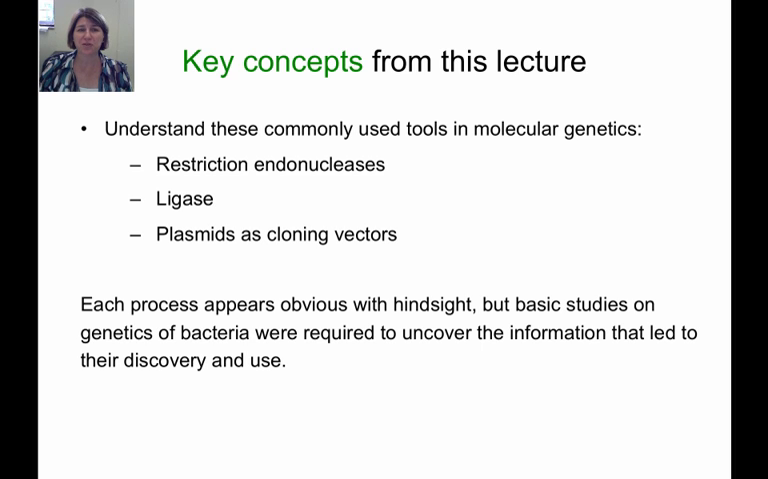Just to review, the key concepts we've covered in this lecture is that we wanted to understand some of the commonly used tools in molecular genetics. We've talked about restriction enzymes, we've talked about ligase, and we've talked about plasmids as cloning vectors. As I described these to you, hopefully they seem quite reasonable and simple and straightforward. However, remember that it was basic studies on the genetics of bacteria and viruses which uncovered the information that we required to lead to the discovery of the use of these tools. It looks very clear in hindsight, but at the time the researchers involved had to work out some pretty complex situations.